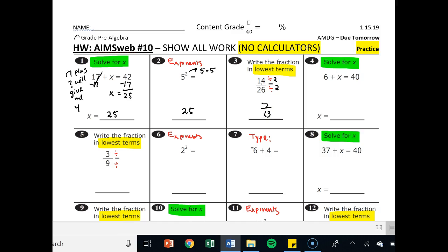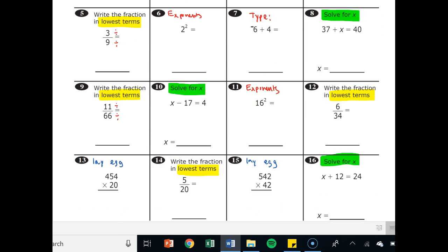Again, for a problem like solve for x, I'm asking myself, 6 plus what number is equal to 40? Or I just do the opposite of what I see, and I subtract 6 from both sides. When I do that, those cancel out. I'm just left with x is equal to, what's 40 minus 6? Your answer is 34. You could always double check by plugging back in. Is 6 plus 34 equal to 40? My answer is yes. I'm good to go.